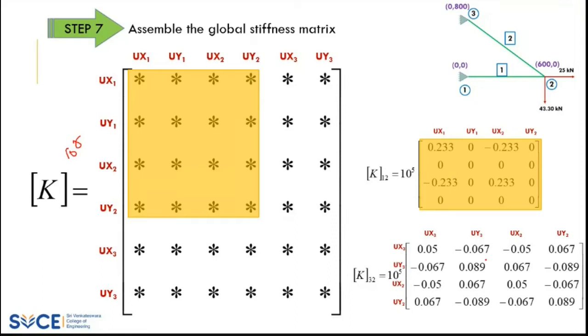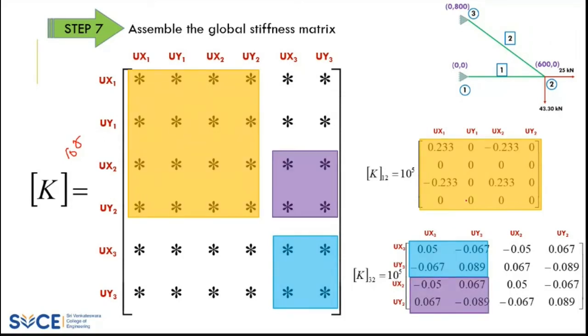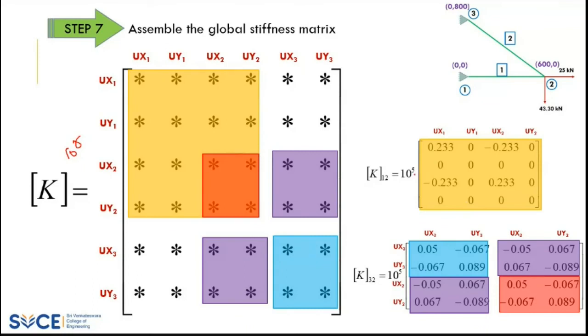So when you substitute here, be careful. So x3, y3, right? This term. Make sure that the blue term alone will be assembled here. Next, this one with the violet color, right? That will be assembled here. So x3 and x2. And this one is also assembled here. And the last one will be assembled here, which is in red color. So this is how it will be assembled accordingly. The remaining terms will be 0.